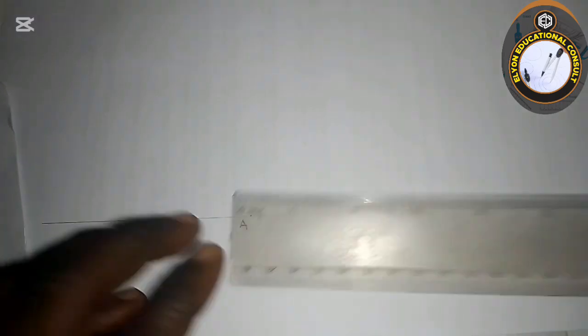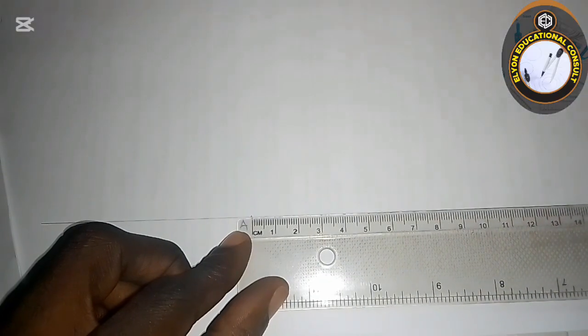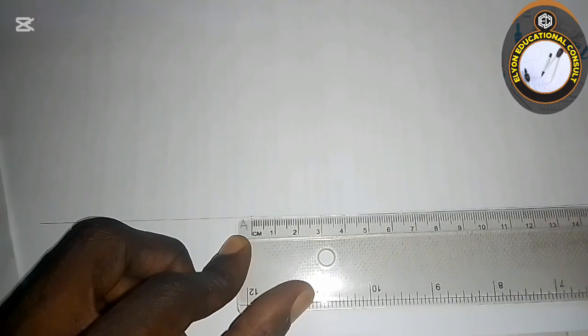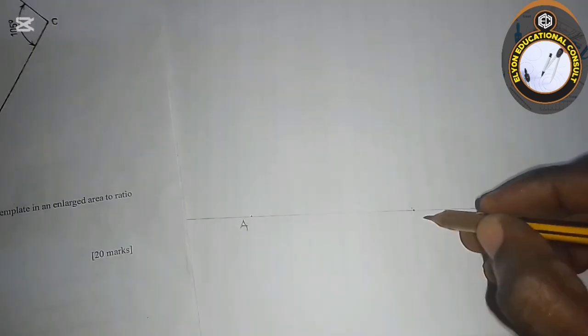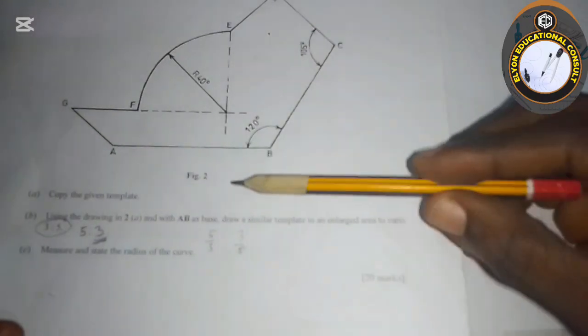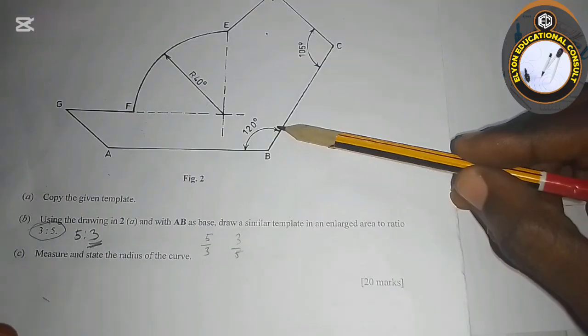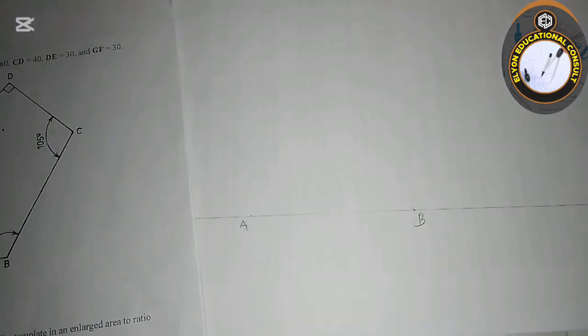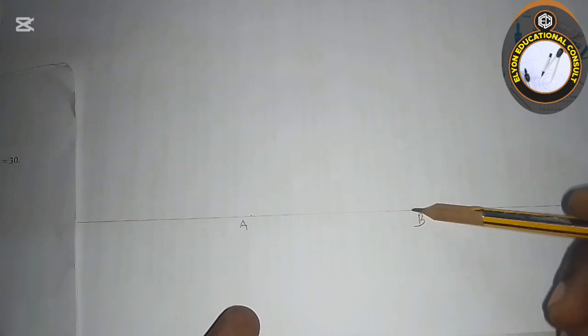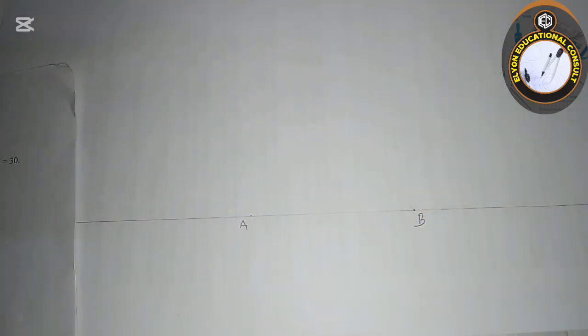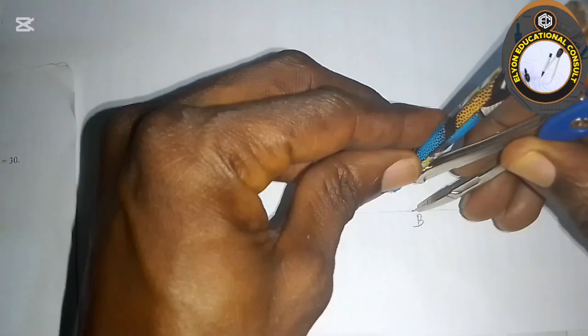Then I will take my ruler and measure 70. So we call that B. I need to confirm if that is okay. That is 70. The angle here is 120 degrees. So we can either use our protractor and just pick angle 120, or I just construct the angle. Let me just construct the angle to be fast.